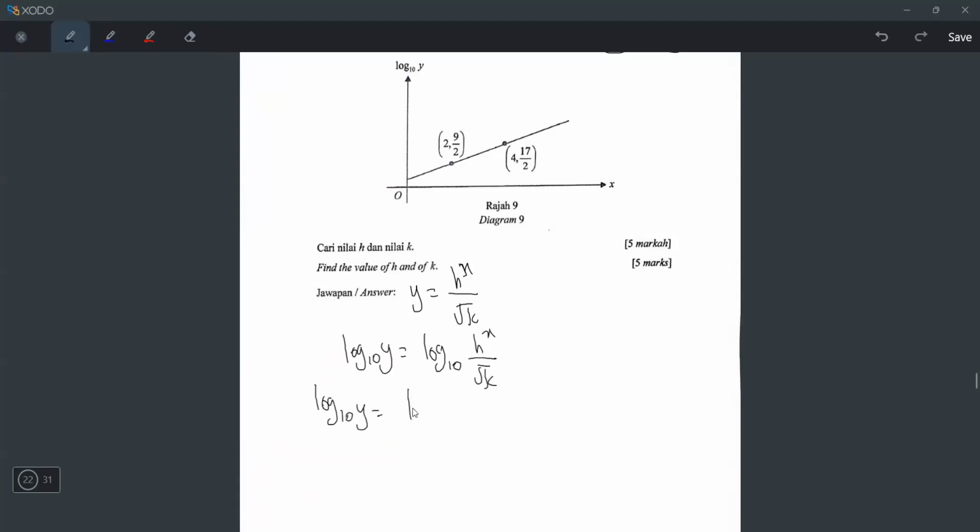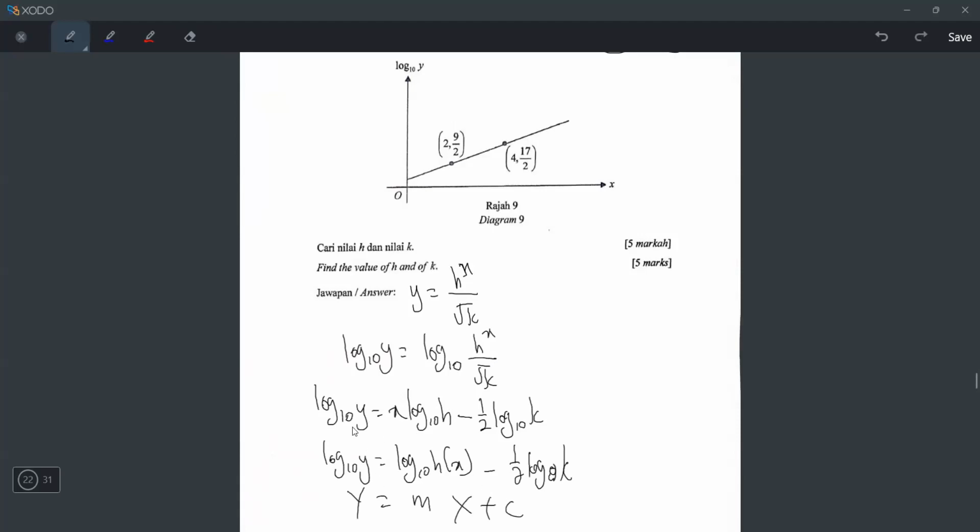So it will be log 10 h power x, you can put the power in front, minus log 10 square root k. Square root k means power 1 over 2, and the power can be put in front. So it's actually log 10 y equals, let's arrange, x times log h, and log h times x is the same thing. And then minus 1 over 2 log 10 k. So now I have my linear form, Y equals mx plus c. Remember to write capital letters for Y and X. So now, does my equation follow the y-axis?